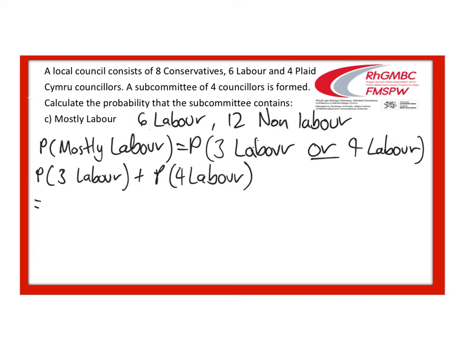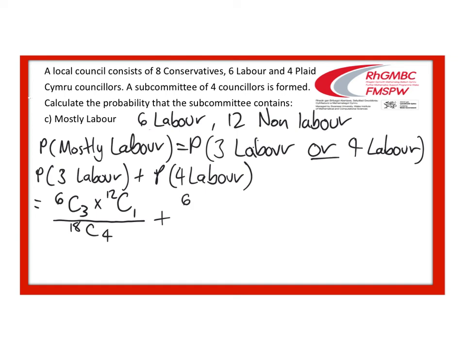Okay, so the probability of 3 Labour. I've got 6 Labour councillors and I'm going to choose 3 of them. So that tells me how many ways I can pick 3 Labour councillors. But I've got to remember I've got to pick a 4th and final council member. The easiest way of doing this is just saying, well there's 12 other members who are not Labour and I'm going to pick one of those. And this is all going to be over the number of teams which I can pick, which is 18 choose 4. And then I can add the probability of 4 Labour.